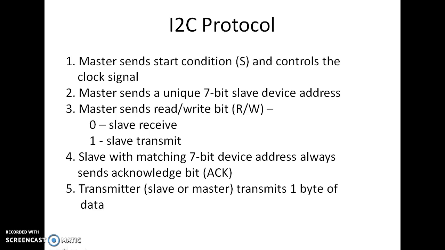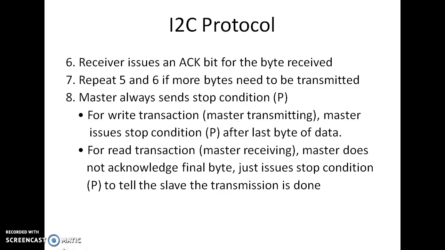Then the transmitter, which can be either slave or master based on the condition given in step number 3, transmits 1 byte of data. After this, the receiver issues an acknowledgement bit for the byte received. In this way, repeat steps 5 and 6 if more bytes need to be transmitted by the transmitter.